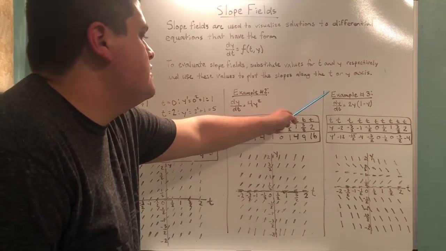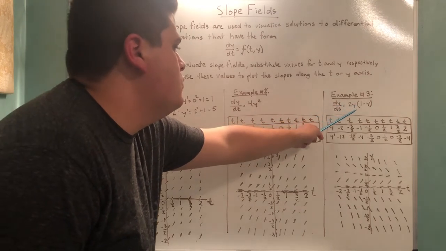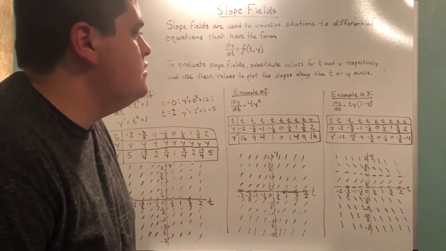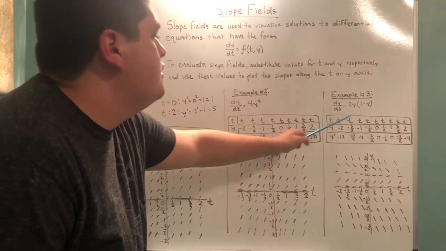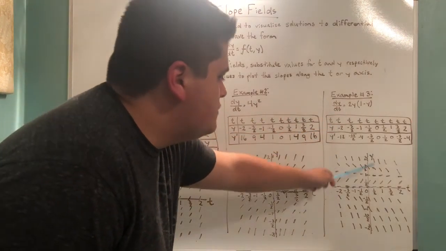And then for our third example, we have dy over dt is equal to 2y times 1 minus y. This one is also drawn horizontally because the independent variable is y. So then after evaluating these points, we get these slopes.